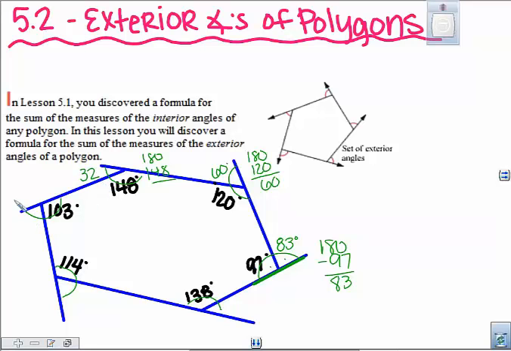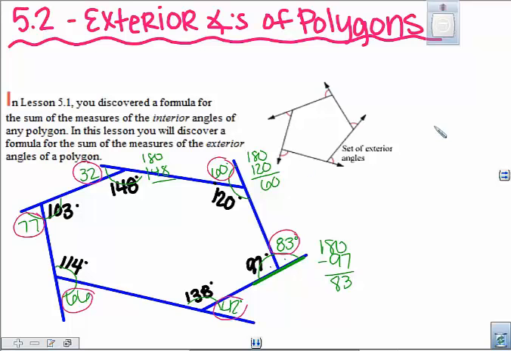180 minus 103 is 77. 180 minus 114 is 66. And 180 minus 138 is 42. So here you have your exterior angles now. These are the exterior, outside.